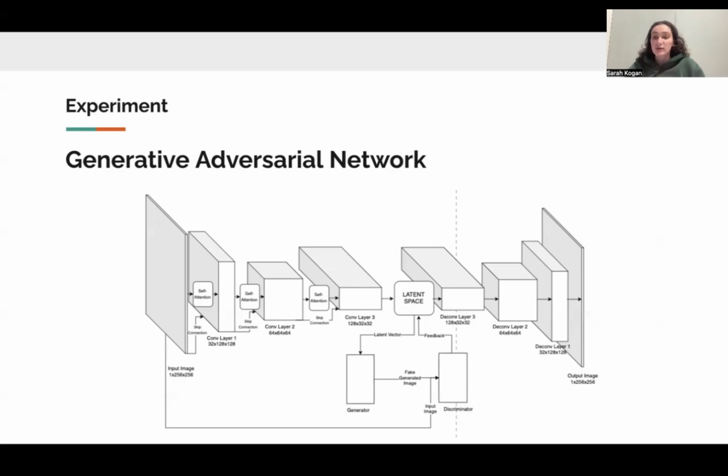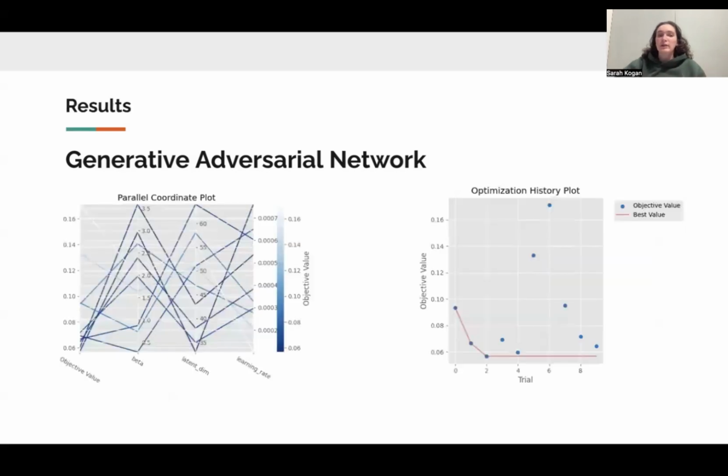So the VAE is going to give us a continuous interpretable latent space, and the GAN is used generally to overcome the issue of blurriness that we saw in the last inputs. So again, we used hyperparameter tuning to increase the image quality.